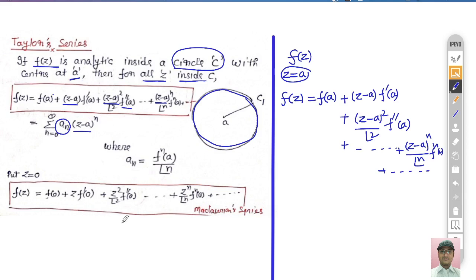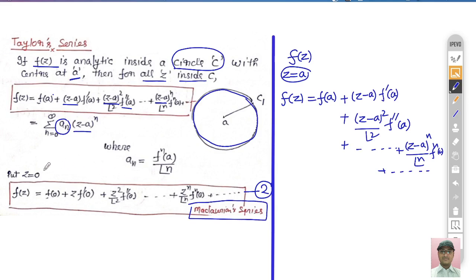Now we focus on this second formula, which is very, very important, because most of the questions of the GATE exam are based on this second formula. This is called the Maclaurin series. After this discussion we will solve questions which focus only on this Maclaurin series.